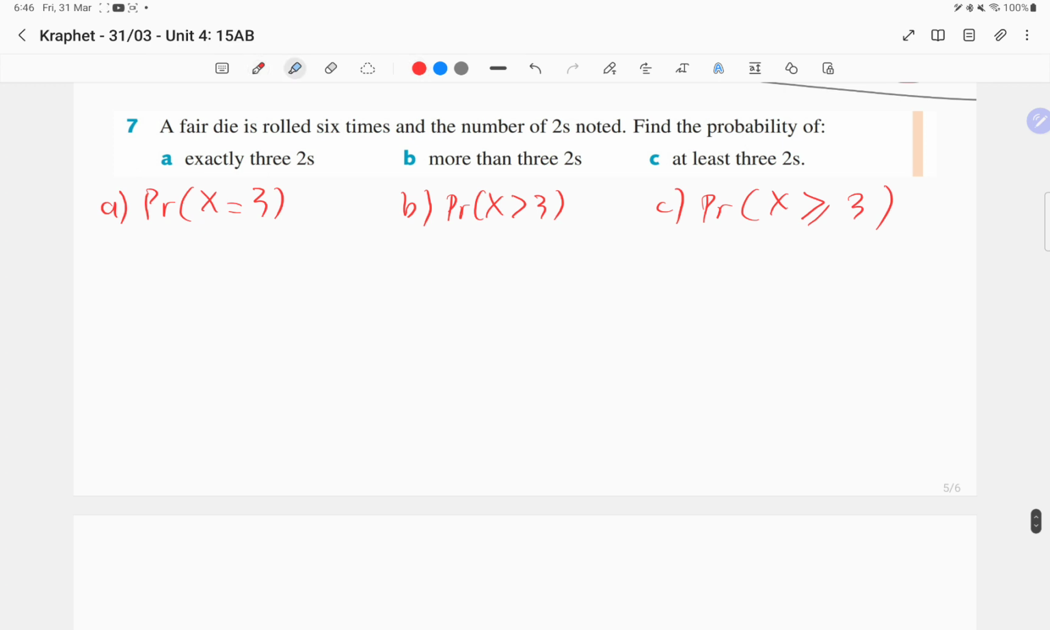So remember, reading this one, just be careful. 3 is the number of results. 2 is just the condition of success. It could be a bit confusing. Or more than 3, 2 is like what? But it's just more than 3, and this is success. So I'll read this one as more than 3 successes and then at least 3 successes, because the number of 2s noted is the number of successes.